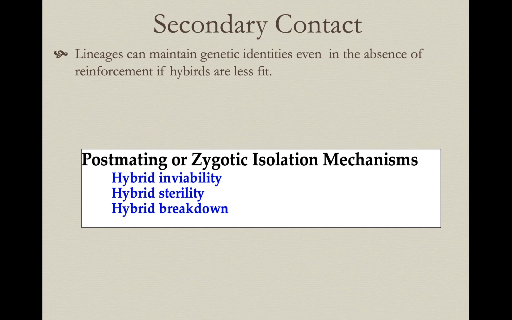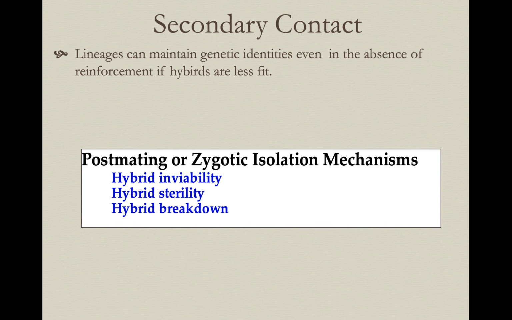So reinforcement mechanisms should be selected for if they can efficiently prevent individuals from maladaptively forming hybrids that just aren't going to be good. But you can still maintain genetic distinctions in kind of less efficient ways. We call these post-mating or zygotic isolating mechanisms. So you may form hybrids, but if they're inviable, if they die during development, again, this is going to keep the species from merging back together again.